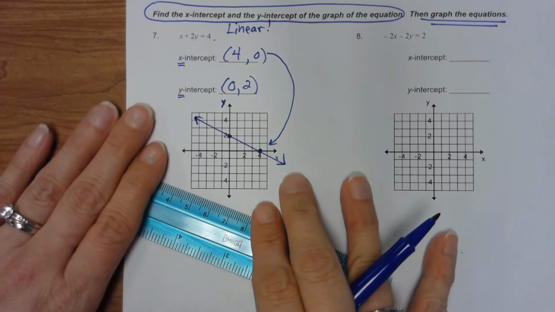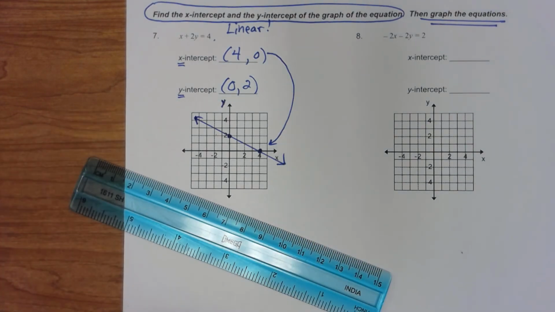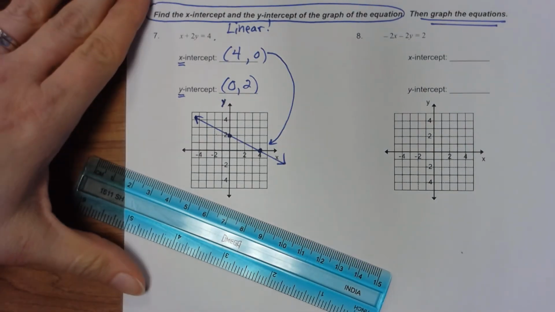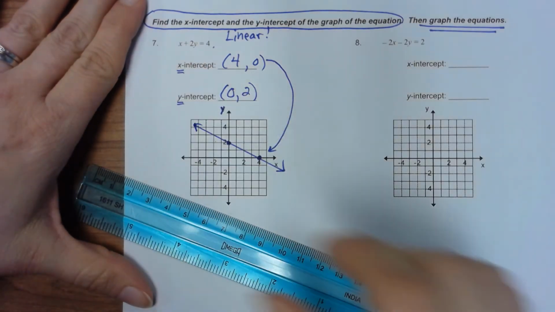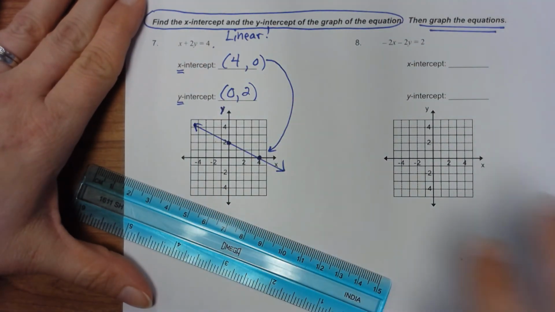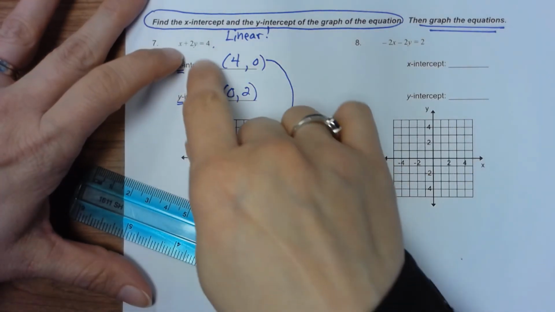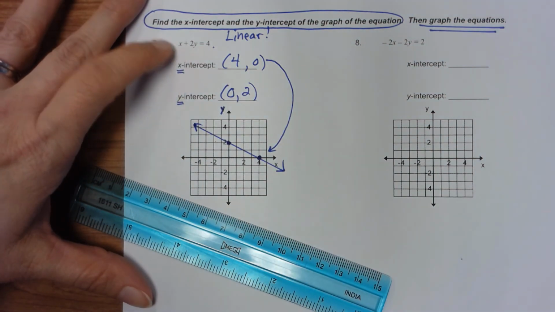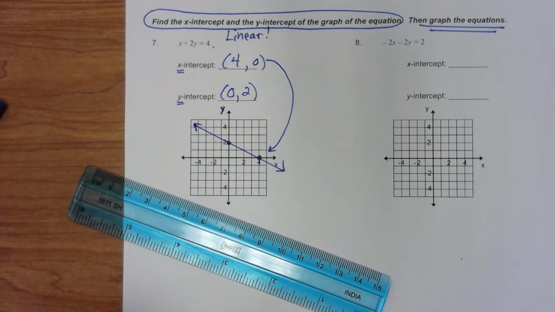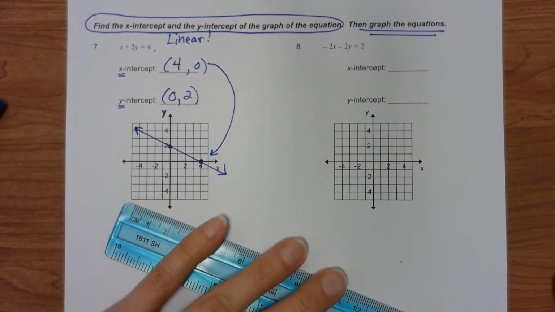This is how you graph using intercepts. People love this technique. It's really the best when you have standard form, because finding intercepts is easy with standard form. It's not so easy when you have y equals mx plus b, but that was a different technique that we already studied. Let's do our last one here.